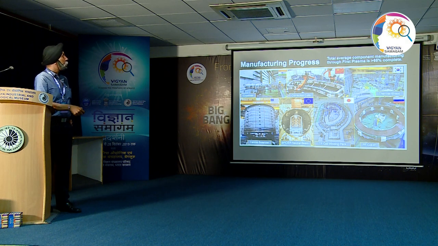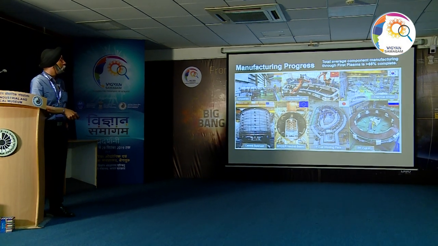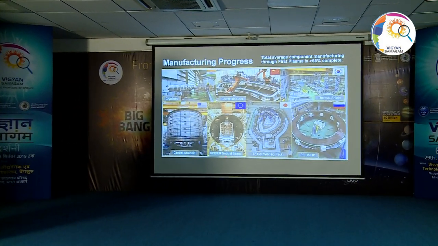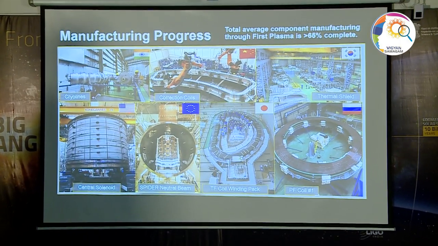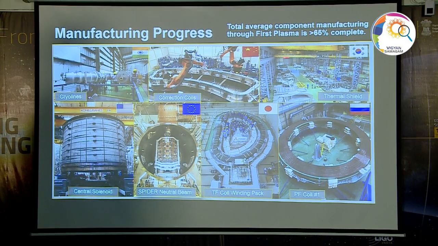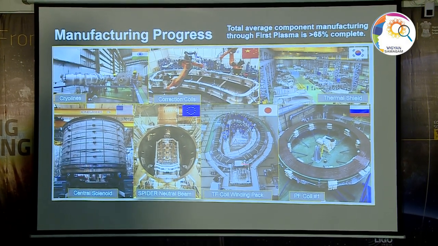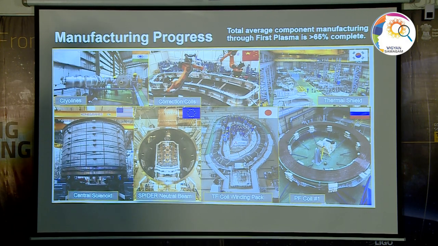Then there are correction coils, which are being made in China. Thermal shields are being made in Korea. The poloidal field coils are being made in Russia. Then the toroidal field coils are made by Korea. You can see the size of the coil, and there's a large group of people sitting here looking like ants. So the magnanimity of size is what ITER is all about. Then there are the accelerated neutral beams, one of which is being supplied by India as well. And there's the central solenoid, which is being made in the US. So you can see each of these partners is making one or the other big component for ITER.